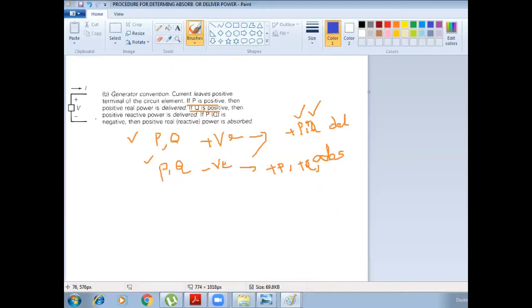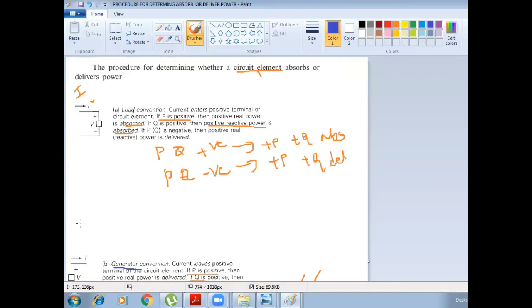And in the second case, the generator case, let us consider the generator and current leaves the positive terminal of the generator. Then if P is positive, the positive real power is delivered by the generator. If P is negative, then positive real power is absorbed by the element. If Q is negative, then positive reactive power is absorbed by the element. So these are very important, and keep them in mind.